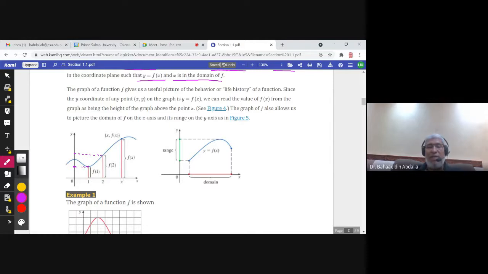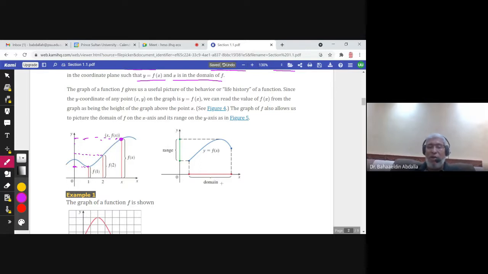This is x, and this is f of x. So this point is x and f of x. And if you graph all of these points, you have the graph of the function. So if you have the graph of the function, you can find f of any number, f of x, using this method. And also you can determine the domain and the range.